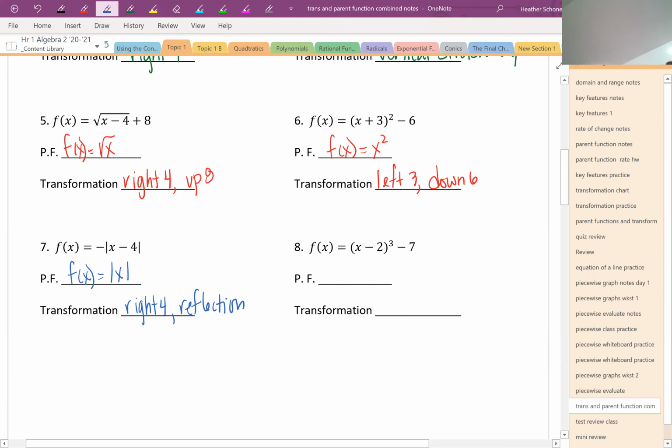Okay, let's look at the last one, number 8. Parent function is the cubic. The 2 inside changes it left and right. And so it's going to be, whoops, not x. It's going to be right 2 because it's the opposite of what you think. The number outside goes up and down, and it's the same as what you think. So it's going to be down 7.